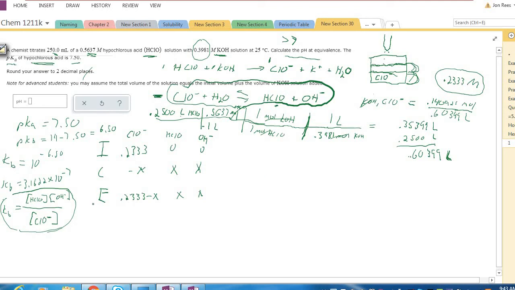Okay, so now I can substitute these into my Kb equation, and I can just write that Kb that I calculated, which is 3.162 times 10 to the negative 7th, is going to equal x times x divided by 0.2333 minus x. Okay, now because our Kb is really small, then we're just going to assume that I can ignore any addition or minuses to this value.